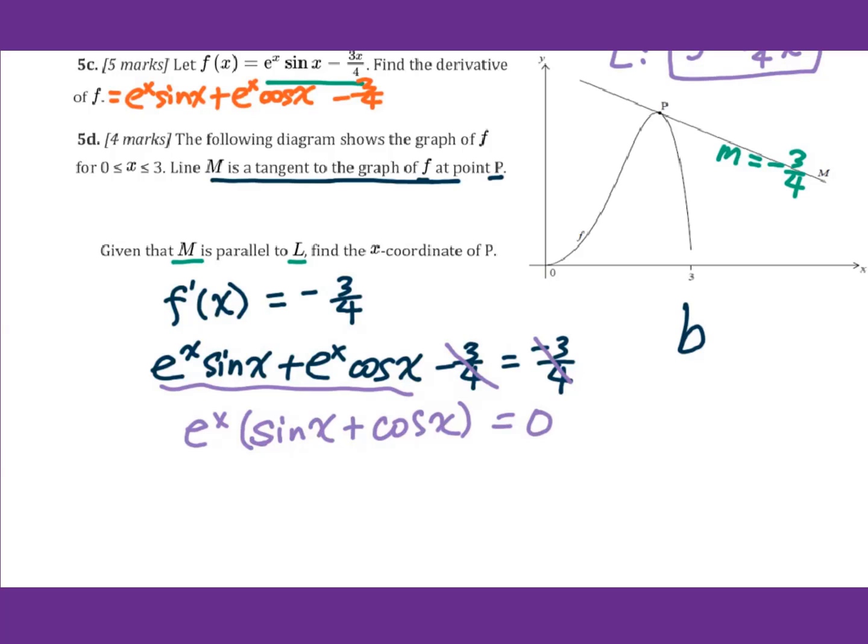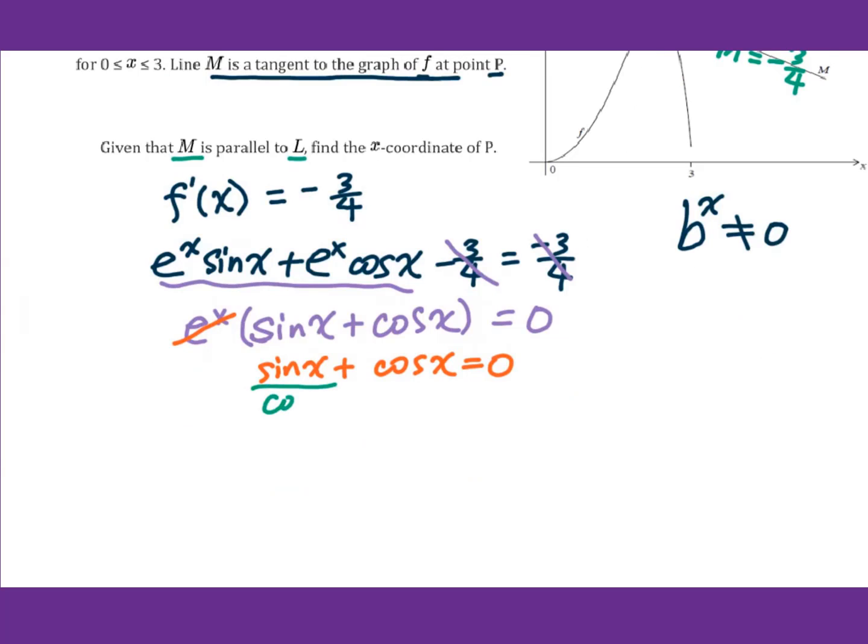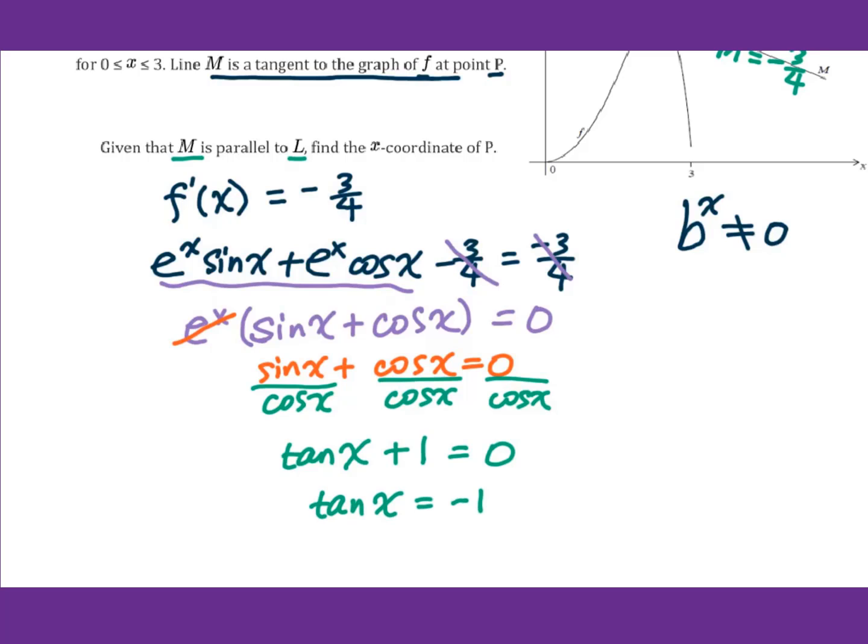As we know, e to the x power never equals 0. Therefore, e to the x power cannot be equal to 0. The only way we get 0 is sine x plus cosine x equals 0. We divide by cosine x for every term. You will get tangent x plus 1 equals 0. So tangent x equals negative 1.